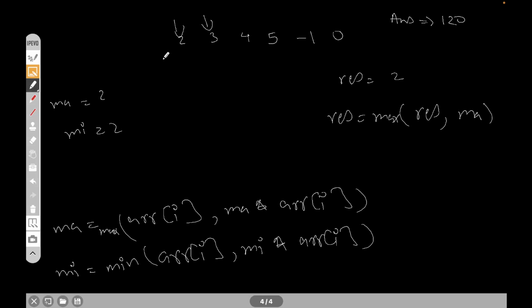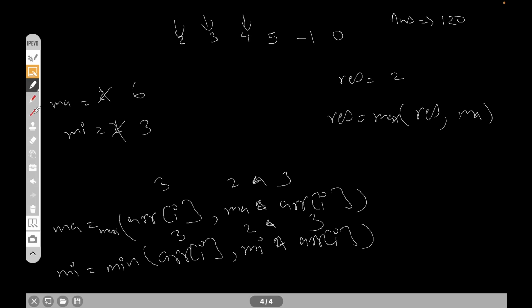Okay, so no need to swap these two. Just check within this equation. Our array of I is 3, maximum is 2 into 3, and minimum is 2 into 3. So our maximum will be the max of 3 comma 6, so MA will store the value as 6, and MI will store the minimum of 3 comma 6, that will be 3. And now we come on to this 4.